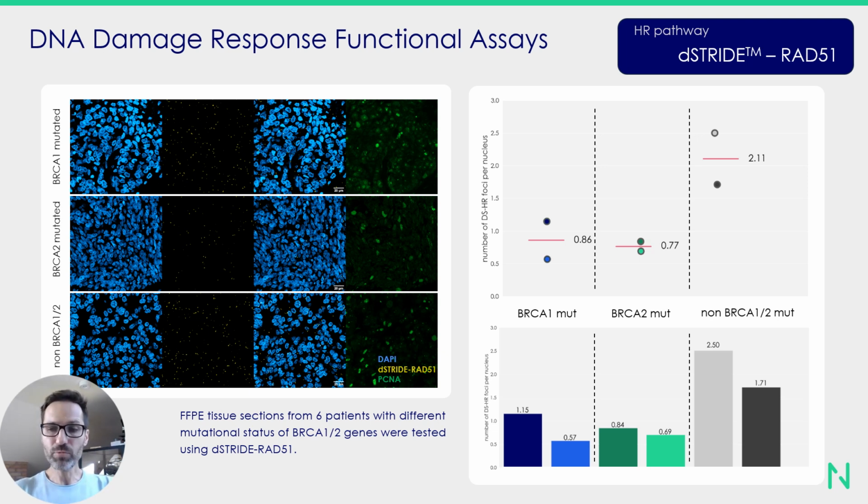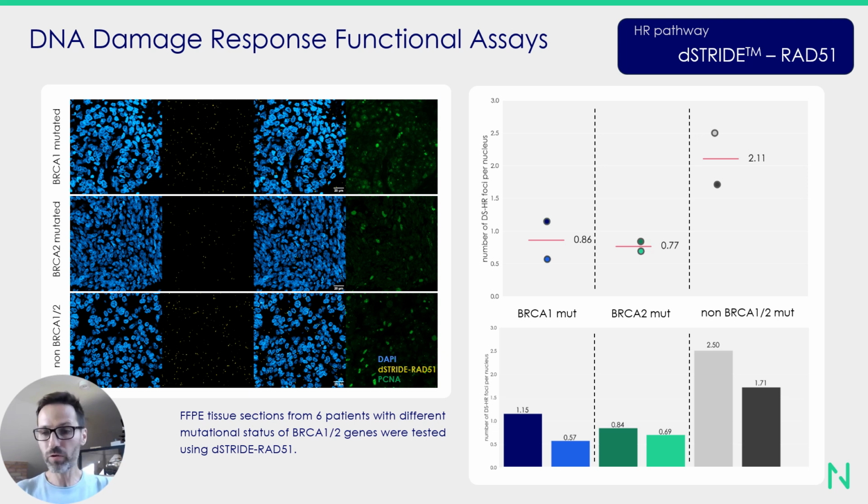We wanted to test whether the dSTRIDE RAD51 can be used to distinguish between patients with different status of BRCA genes. In a joint effort with MSKCC, we performed dSTRIDE RAD51 labeling of biopsies taken from 6 cancer patients. And the results we obtained were very striking. We could see a clear difference in dSTRIDE RAD51 readouts level between patients with mutations in BRCA1 or BRCA2 genes when compared to patients that had no mutations.